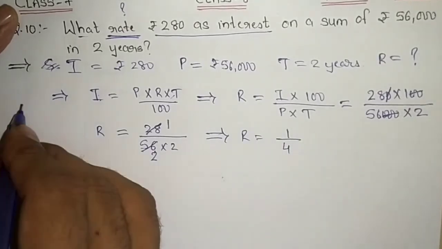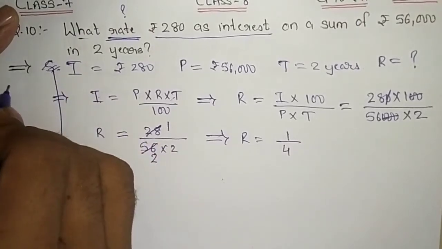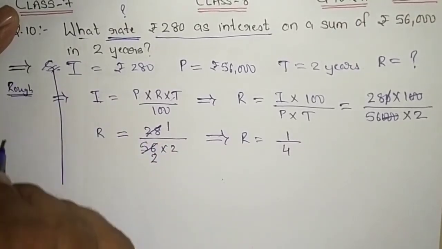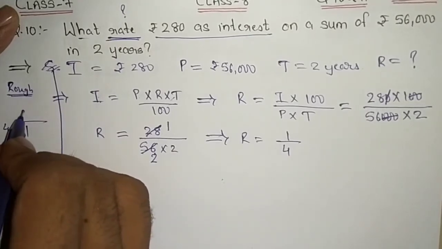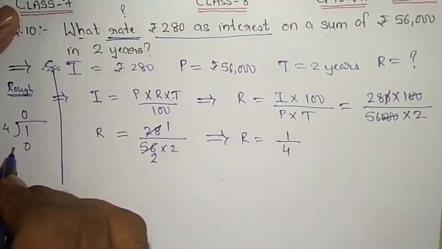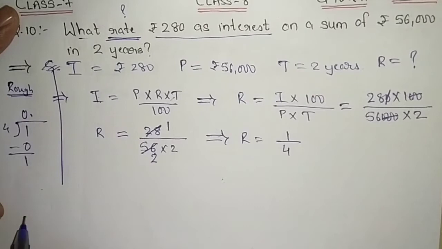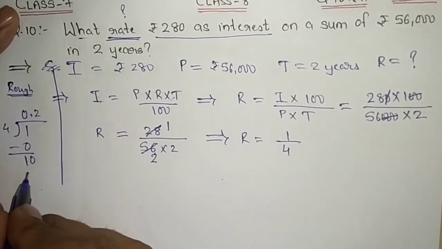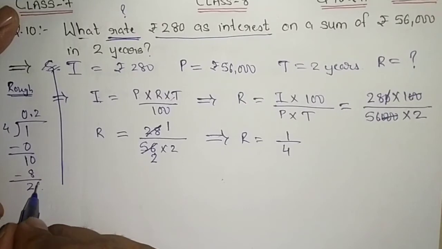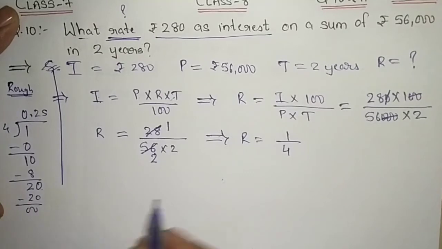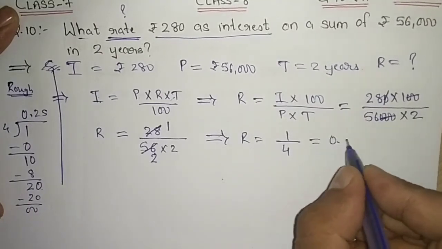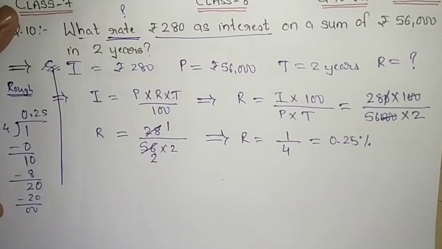Now when you divide 1 by 4 in rough, what will you get? Since 1 is less than 4, we will put 0. 4 zeros is 0. On putting a point, we get 10. 4 2s are 8. 2 is the remainder. The point is there, so we will get 0. 4 5s are 20. So our rate of interest will be 0.25%, because rate of interest is always calculated in percentage.